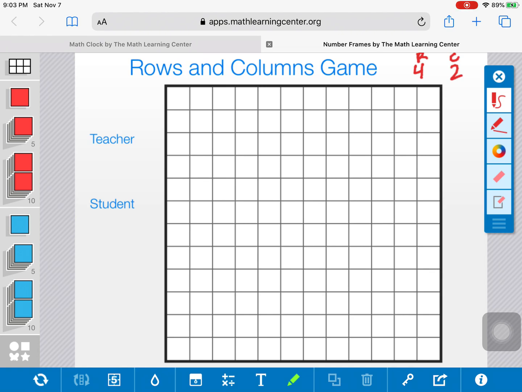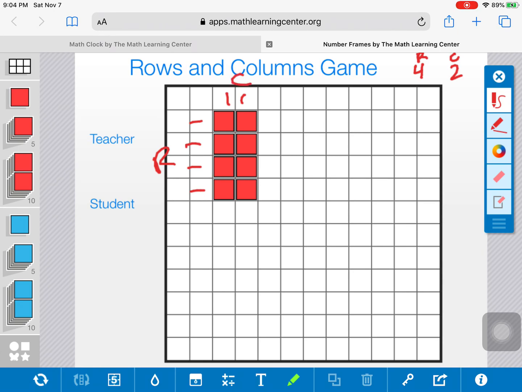All right, so I'm going to take my tiles and I'm going to take 4 first to demonstrate my rows. So I have 1, 2, 3, 4. And I want to have 2 columns, so each row will have 2 tiles. So now here I have 1, 2, 3, 4 rows and 1, 2 columns.